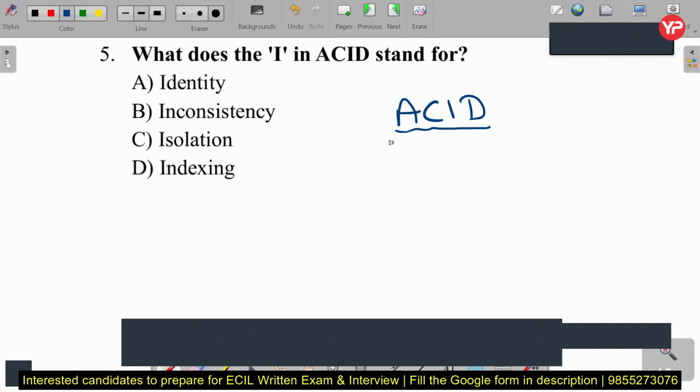So the A here stands for atomicity, C stands for consistency, I stands for isolation, and D stands for durability. So they are asking what does I stand for? I is isolation. All the options are very similar, like identity, no, false, inconsistency, no, indexing. Indexing is one of the topics in DBMS, but in ACID, I stands for isolation.